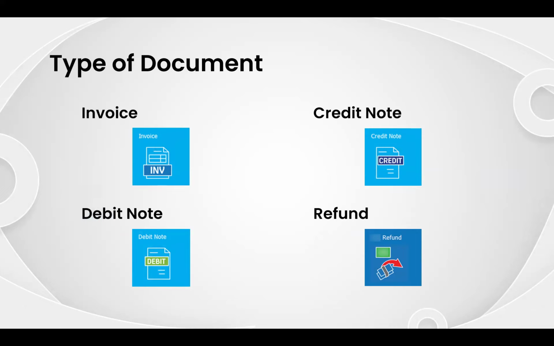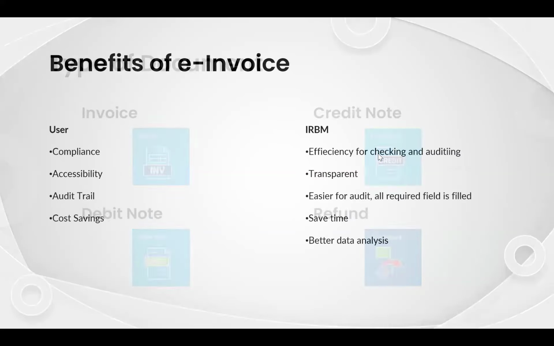So what documents does e-invoice consist of? For sales, there are 4 documents: invoice, credit note, debit note, and refund. So there are 4 types of document.